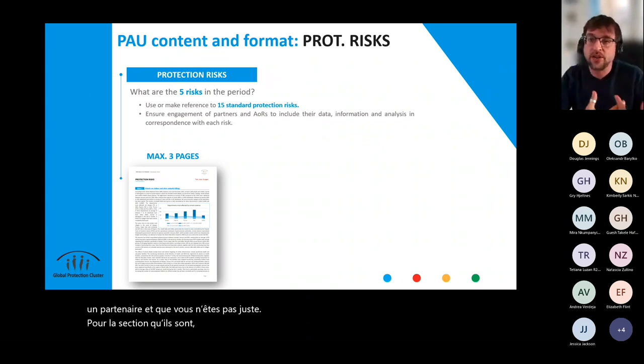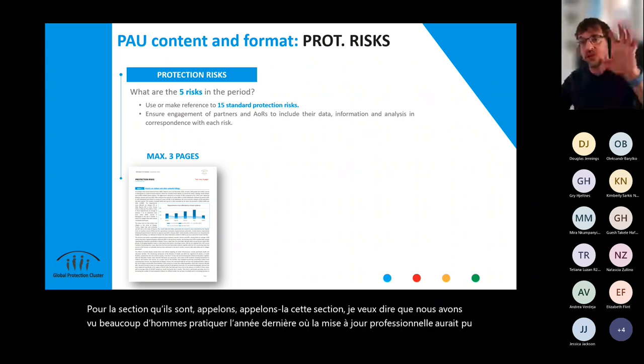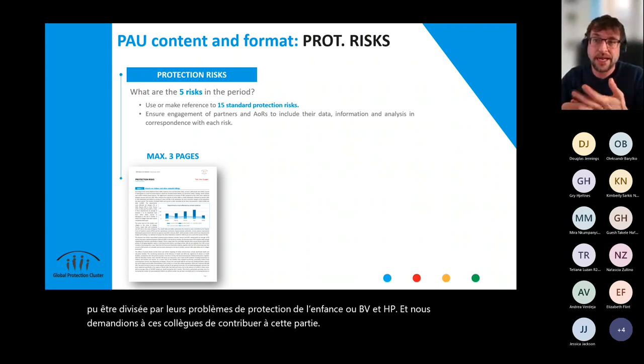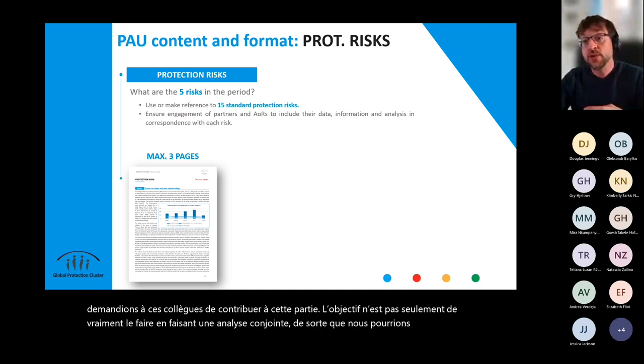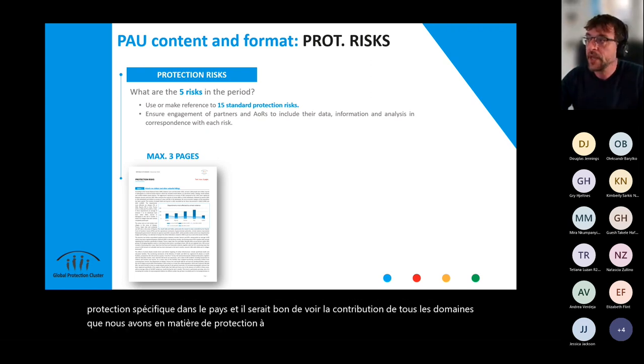I mean, we've seen a lot of practice last year where the protection analysis update might have been divided by, I don't know, child protection issues, OGBV and HLP, and we were asking those colleagues just to contribute to that part. The goal is slowly to really do a joint analysis. So we might identify a specific protection risk in the country, and it will be good to see the contribution of all areas that we have in protection to that protection risk specifically.